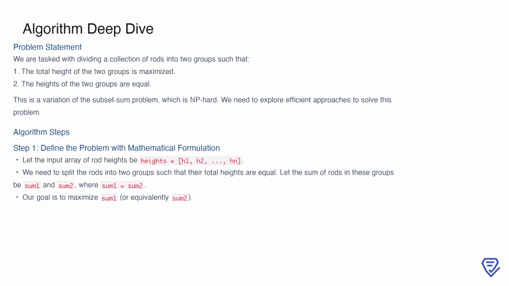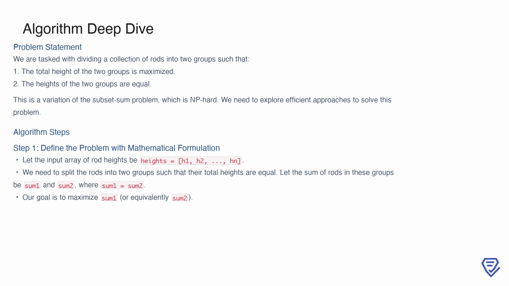In this problem, we are given a set of rods, and our goal is to divide them into 2 groups such that the total height of both groups is equal, while maximizing this total height. This is a challenging task because it's a variation of the subset sum problem, which is known to be NP-hard. To solve this problem, we need to approach it systematically.